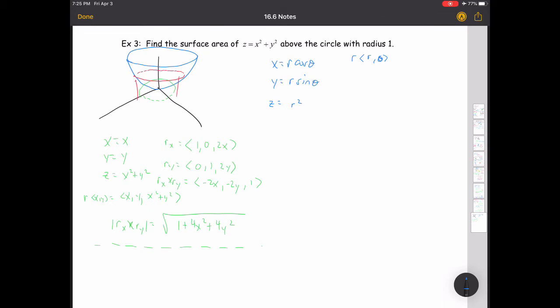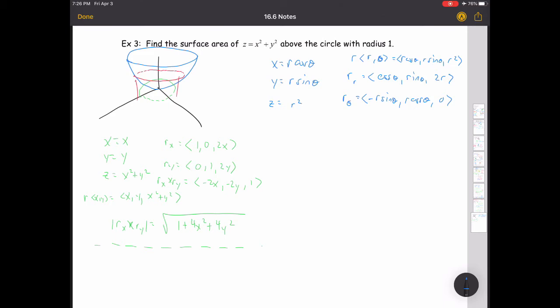Did not leave myself a lot of room, but I'll squeeze this in here, I think. So r cosine theta, r sine theta, r squared. So then we need r sub r, which is just going to be cosine theta, sine theta, 2r. And then we need r sub theta, which is going to be negative r sine theta, r cosine theta, 0, because there's no theta in that last one.